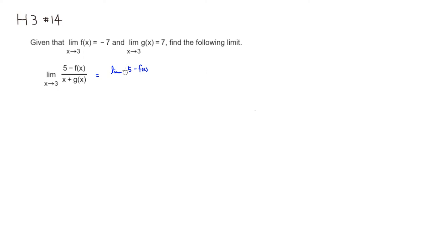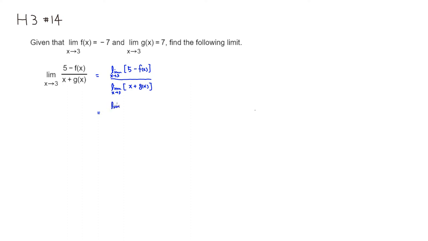Given that the limit exists, as x approaches 3, then you take the limit of the denominator separately. So the limit as x approaches 3 of x plus g of x. And once you've done that, since you have subtraction, we can basically distribute the limit.